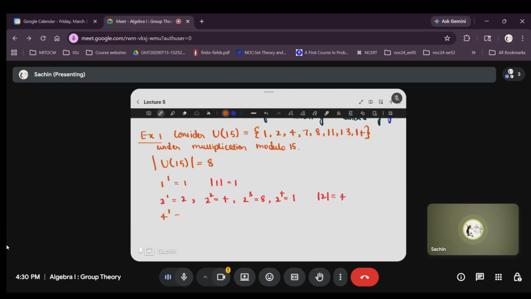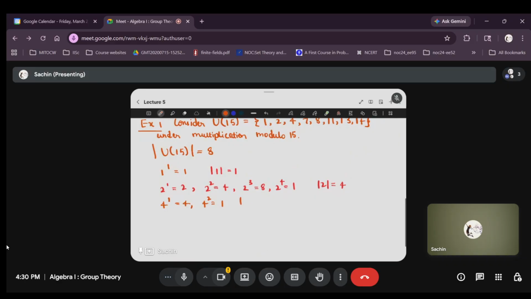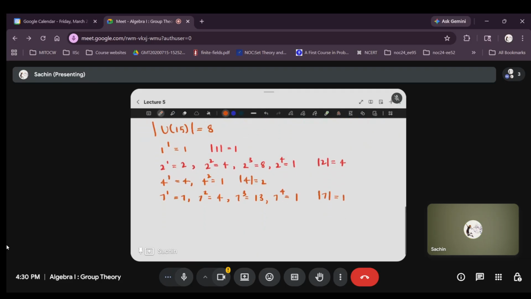So then 4 power 1 is 4. 4 square is 16, which is 1. So order of 4 is 2. 7 power 1 is 7. 7 square is 49, which is 4. 7 cube is 28, which is 13. 7 power 4 is 91, which is 1. The order of 7 is 4. And so on.